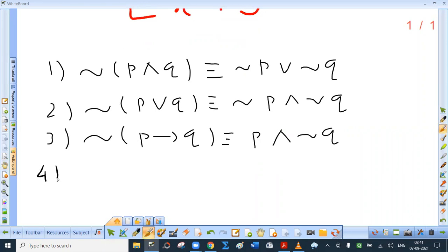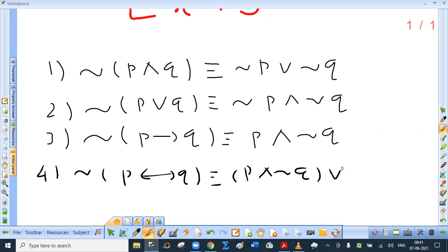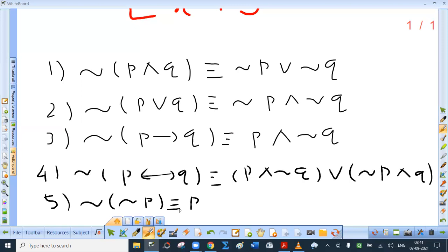Number 4, negation of a biconditional. It is P and not Q, or not P and Q. And the simplest one, negation of negation, is nothing but the original statement.